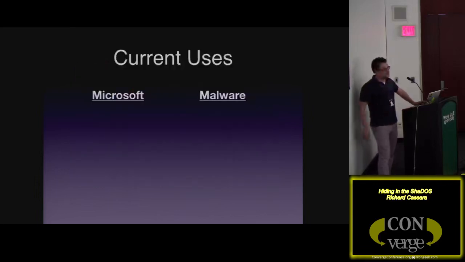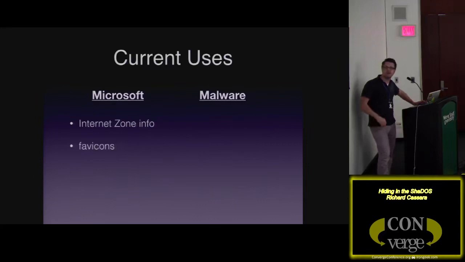Currently, there are two places where we see these used. Microsoft uses it themselves, and it comes up in malware a lot. Microsoft uses it for internet zone info. When you download something from the internet, it tracks that, and if you have the internet set as an untrusted zone, then it knows this exe came from an untrusted place and you can't run it. If you want to run it, you need to go into the properties and uncheck a little box that says I trust this, and then we can run it. That's tracked by a stream attached to the file that marks it.